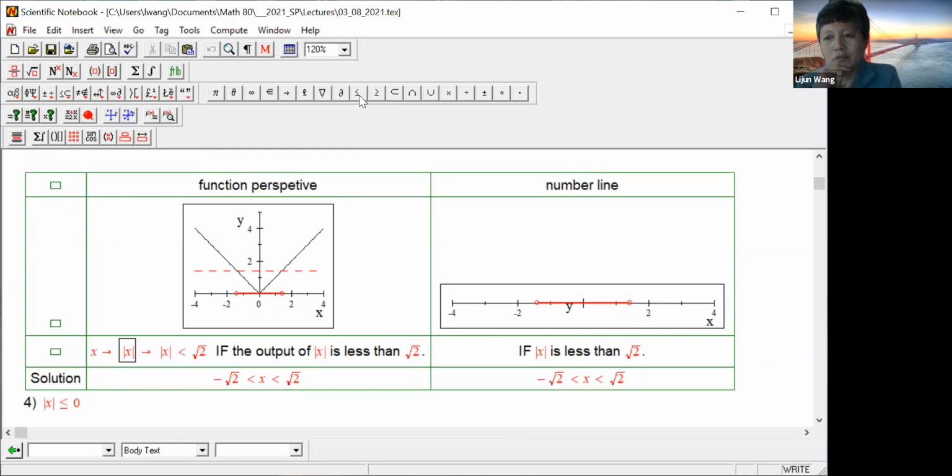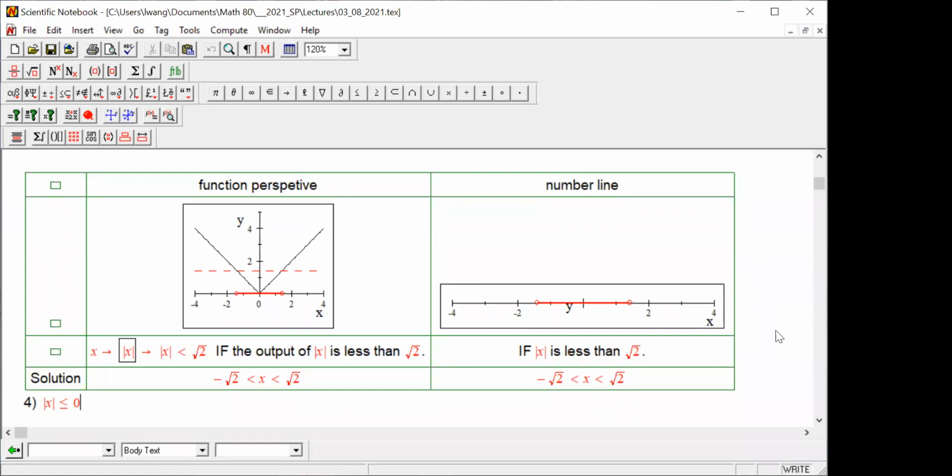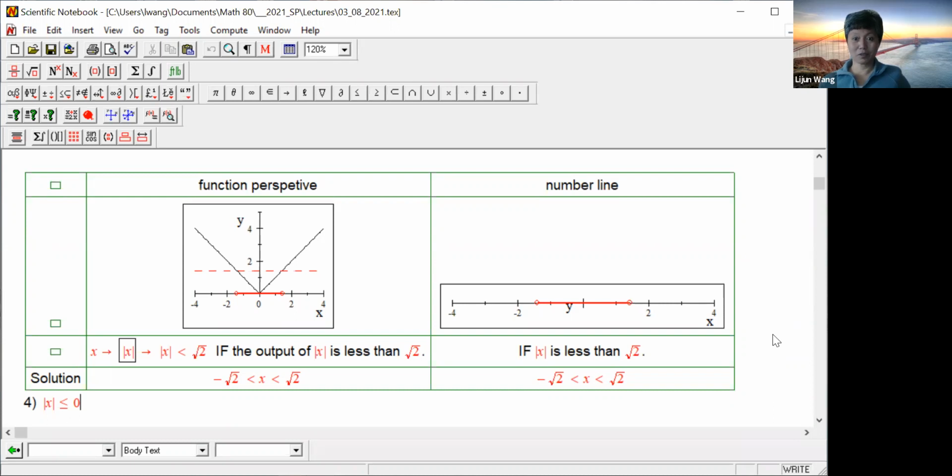What is your solution for number 4? You can see show work is pretty straightforward. It's easy, right? You understand the concept, you understand the 2 perspective, and the answer is pretty straightforward. Now, what are the solutions for number 4? Just 0. That's right. Very good answer.